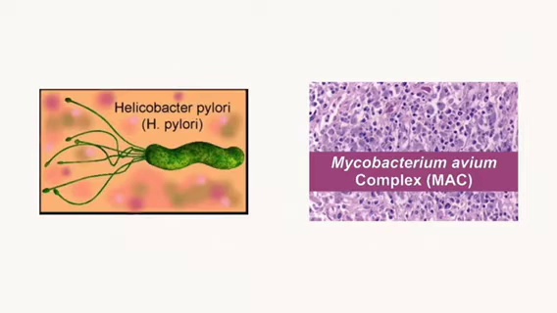Number 5, Helicobacter pylori. Number 6, Mycobacterium avium. Clarithromycin and azithromycin are more potent than erythromycin and are more effective against these two sensitive organisms.